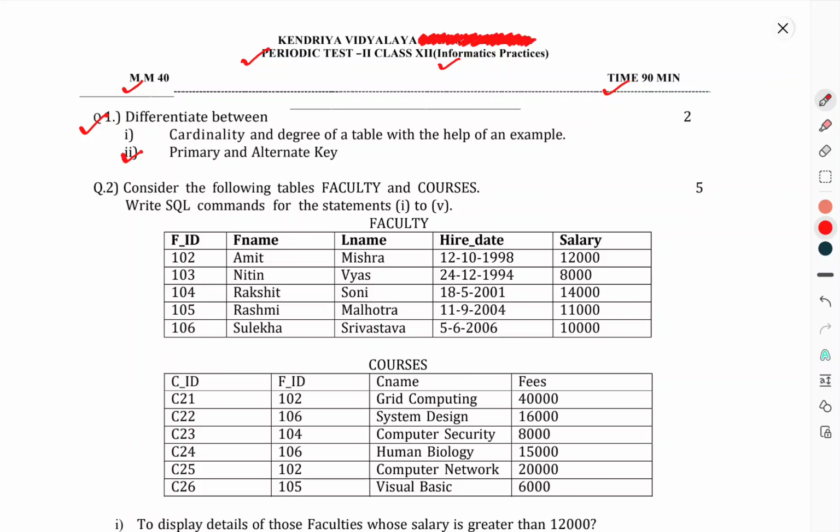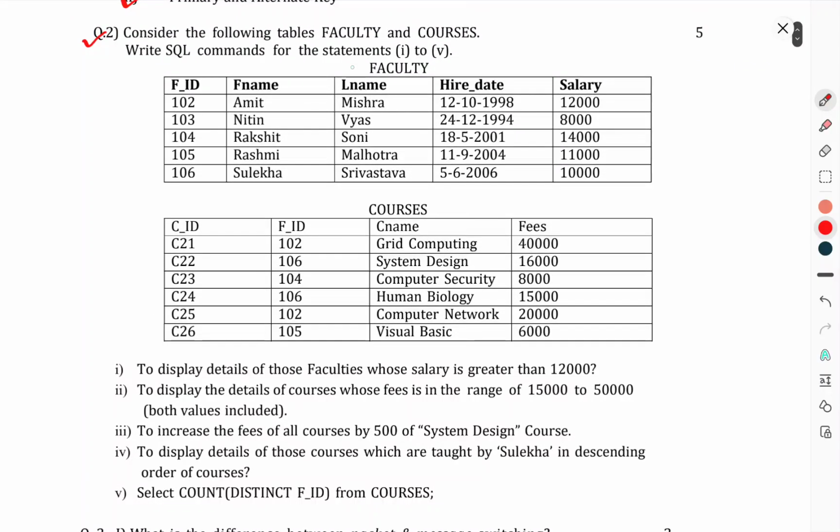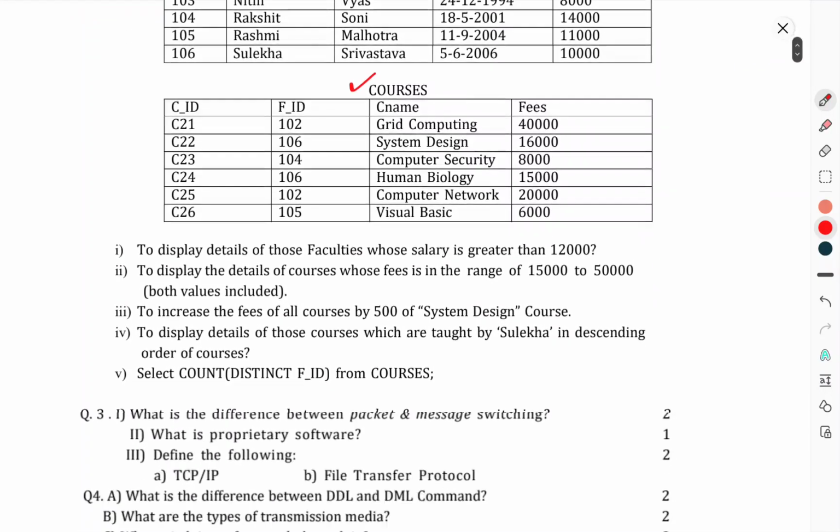Question number 2, primary and alternate keys. Question number 2 par aa jate hain. Consider the following tables, faculty and courses. Write SQL command for the statement 1st to 5th. Theek hai? Yahan par aap faculty and courses you have given, you have to do the same.